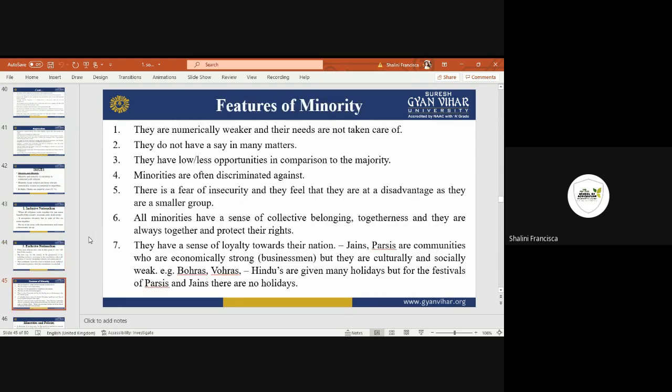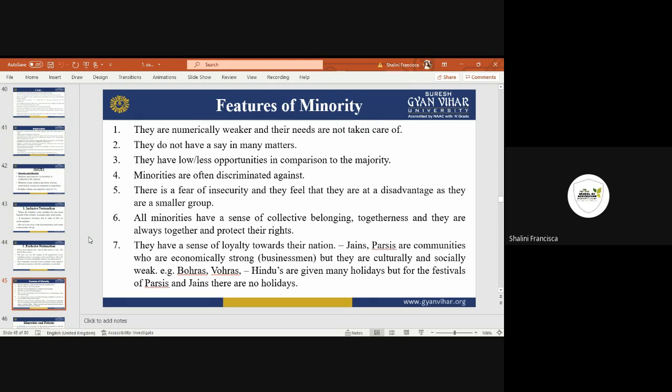Features of minority: they are numerically weaker and their needs are not taken care of. They do not have a say in many matters. It means their opinion or point of view is not taken when there are decisions on major things, like putting the reservation quota. Why only 5% for ST? Why only 5% for SC? Why only 5% for Jats? Why not 15%, 20%, 30%, and so on?